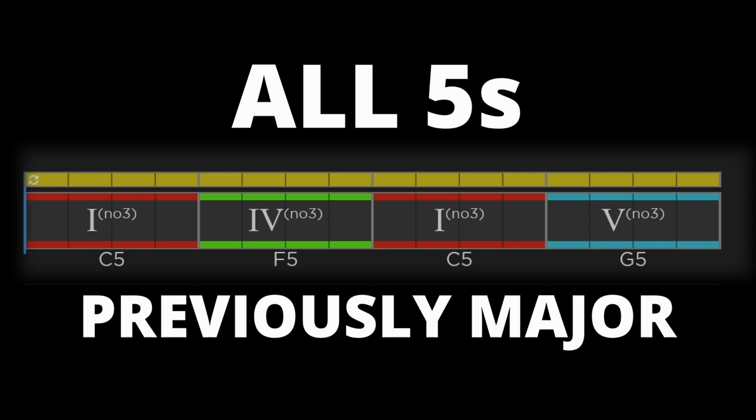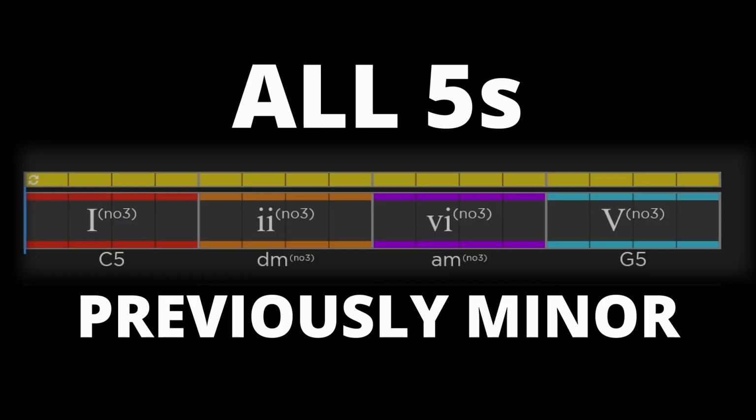Please note that fifth chords can also be written as no 3. This is because they don't have a third note. Our examples will be in the key of C major. Here's a chord progression that had minor chords in it originally, but is now fifths. Note how neutral it sounds where you expect to hear minor chords.